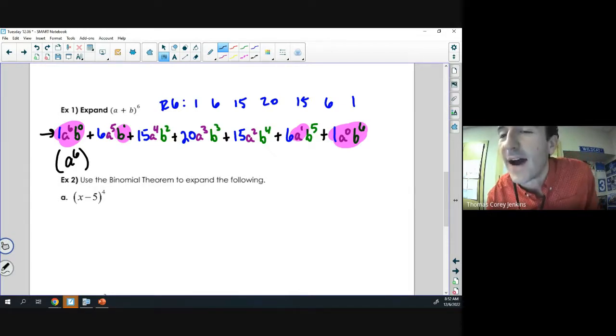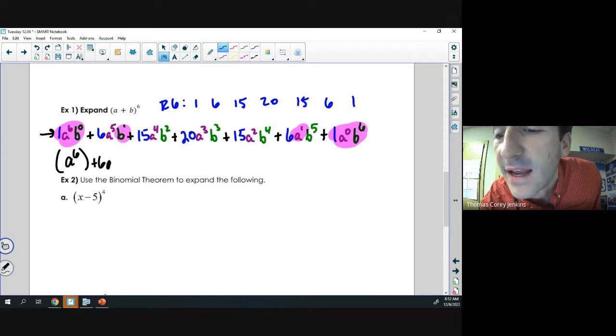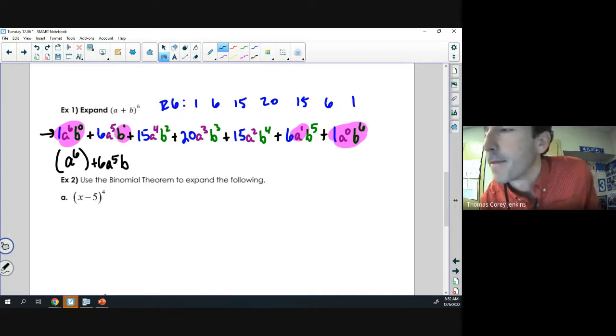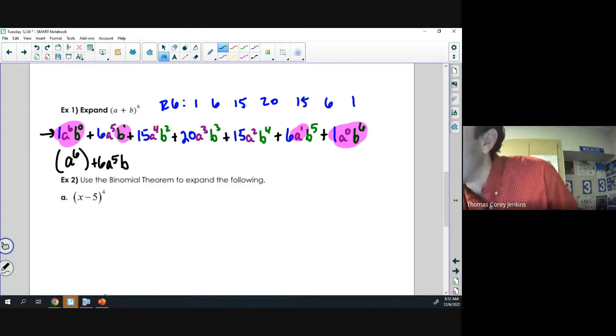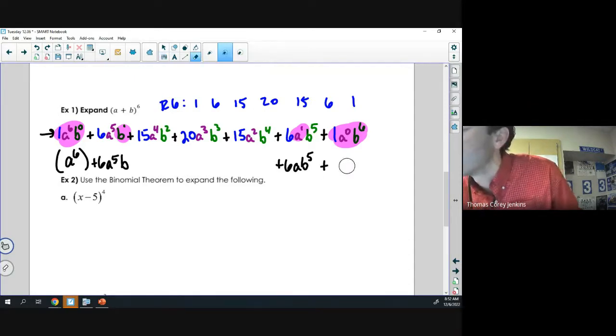Next term would be fine, but you usually don't type b to the 1st, so you'd usually type that in as 6a to the 5th b. The second to last term, you'd probably type that in as plus 6a b to the 5th. And then the last term, you would definitely want to simplify that. That would just be b to the 6th.